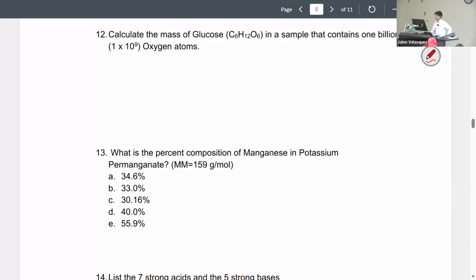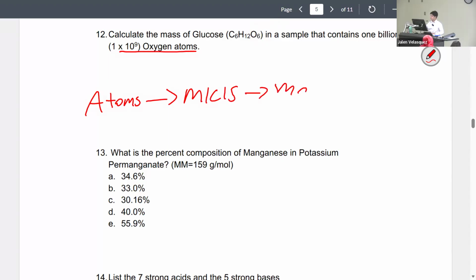So I'll give you guys a little bone here to start. I'm giving you the amount of oxygen atoms. I'm only giving you this in atoms. So we're going from atoms to molecules to moles and then to grams. Okay, so there's your little roadmap to start this, and we'll go over it in a moment.